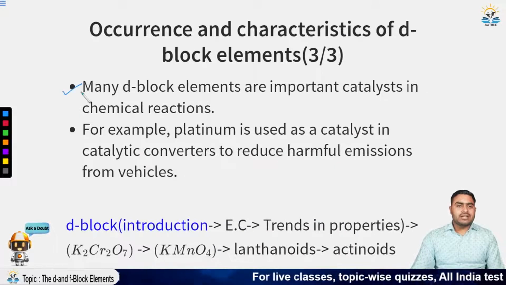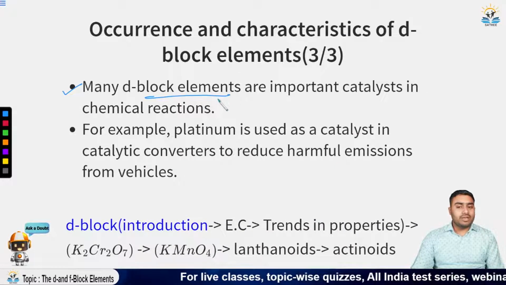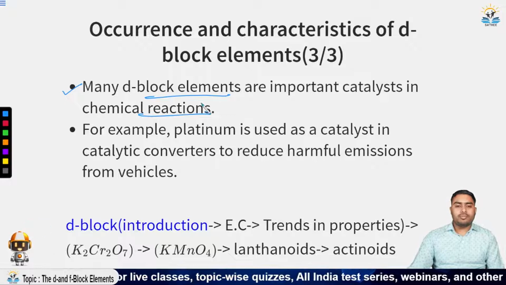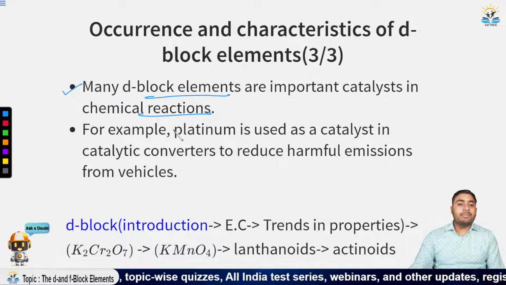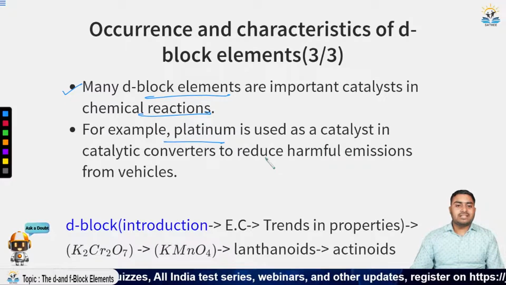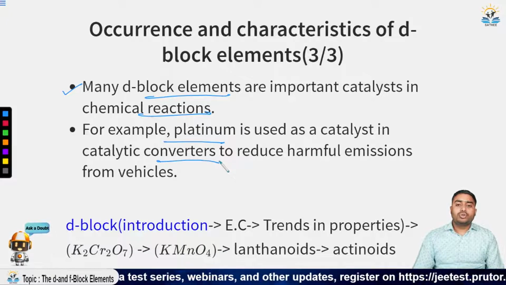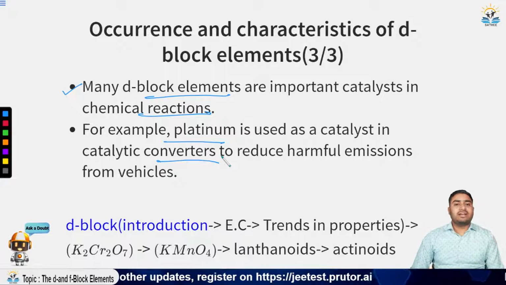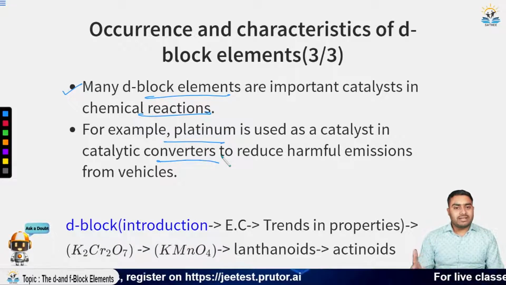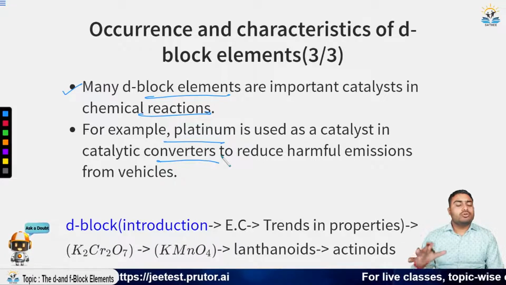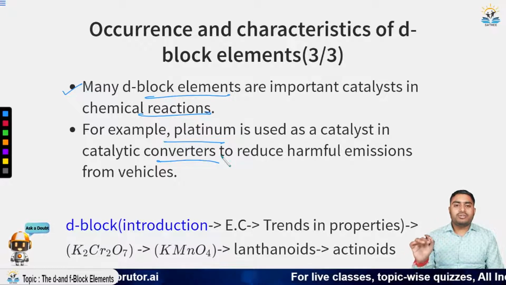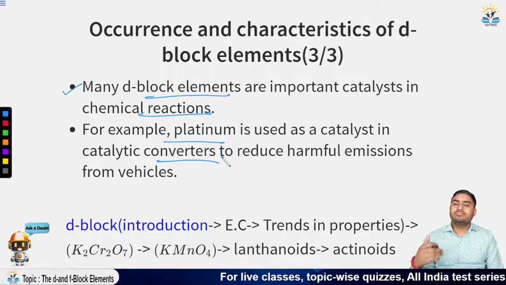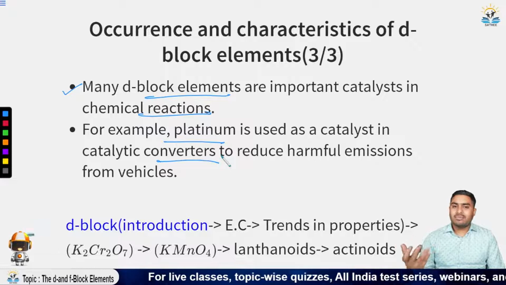Some other points: many d block elements are important catalysts in chemical reactions. For example, platinum is used as a catalyst in catalytic converters to reduce harmful emissions from vehicles. In Haber's process, we have a catalyst too. So d block elements are used as catalysts in many chemical reactions.